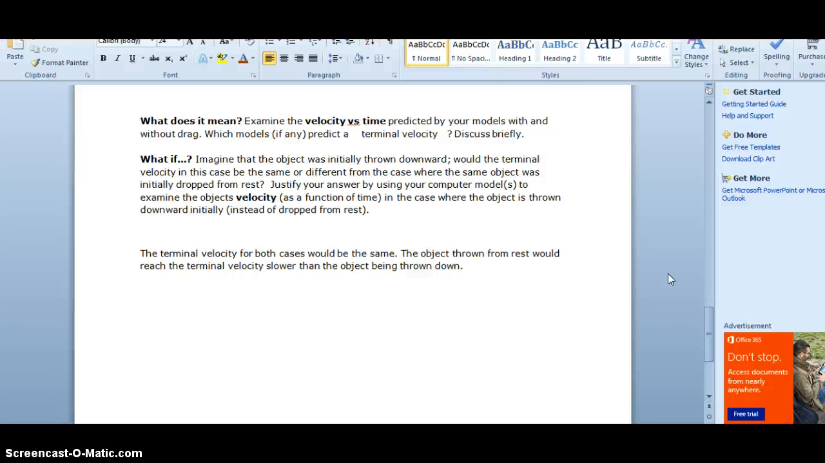So now we look at what if. What if instead of dropping the ball from rest, I threw the ball down? How would that affect the terminal velocity? Well, the terminal velocity would still be the same. Both balls would eventually reach the terminal velocity if they kept going forever. But the ball being thrown down would just reach the terminal velocity faster.